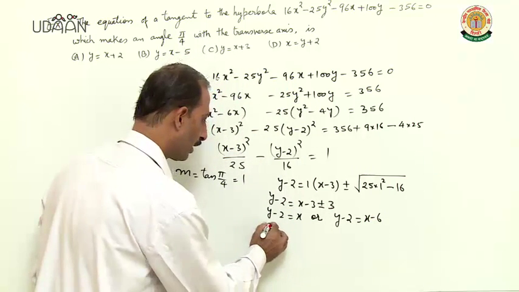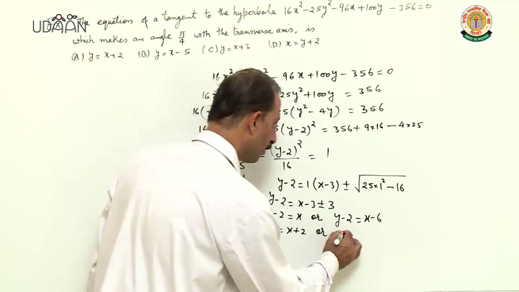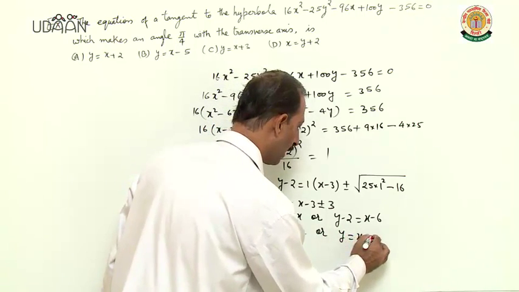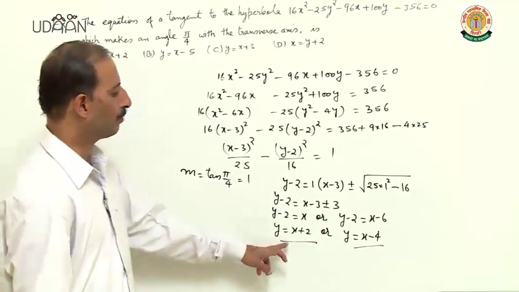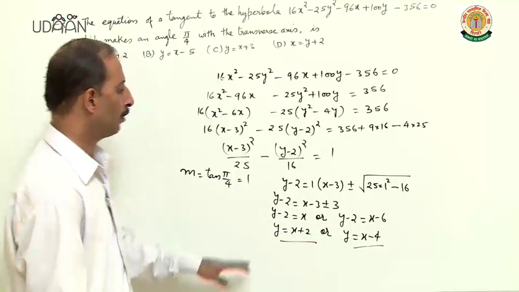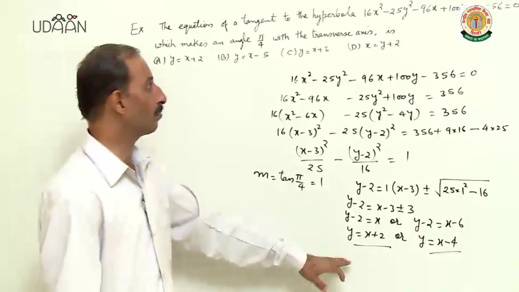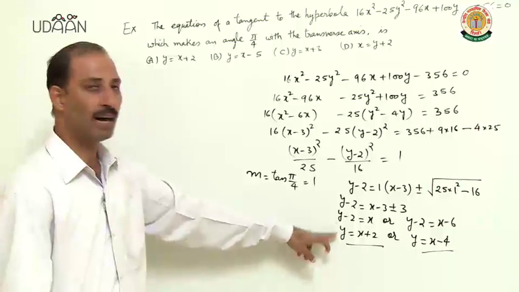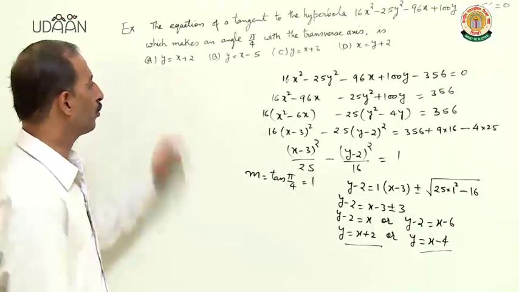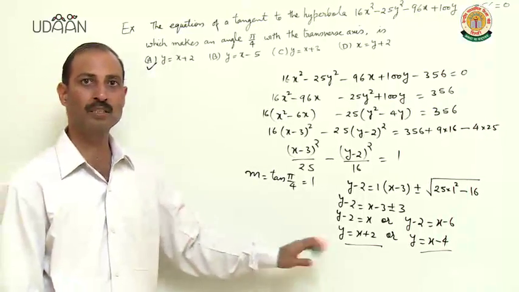So one equation is y is equal to x plus 2 and another equation is y is equal to x minus 4. Children, see which option is matching with your options. You can see y is equal to x plus 2, first option is matching with this, and x minus 4 is not given here. So only A answer is the correct one. So y is equal to x plus 2 is the correct option for this question.